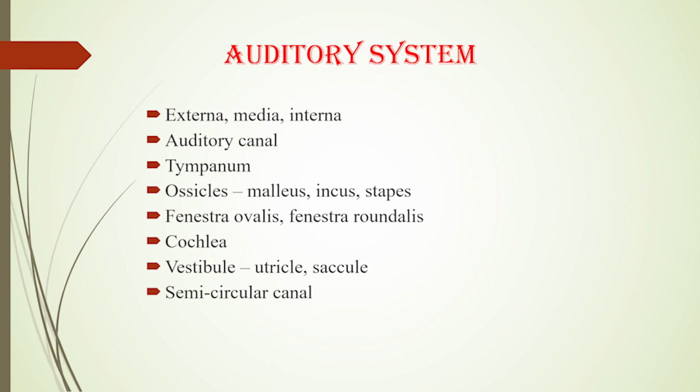The middle ear cavity consists of the ear ossicles: malleus, incus and stapes. These bones communicate with the internal ear through orifices called windows, and these windows are called fenestra ovalis and fenestra rotunda, or more simply we can call them the oval window and the round window.